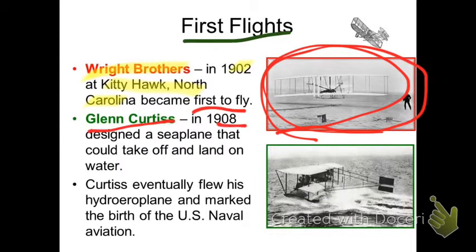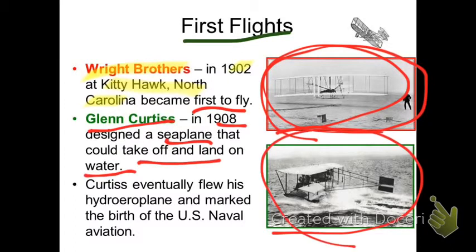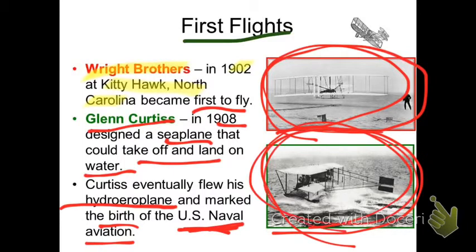Glenn Curtiss, 1908, 6 years later, designed a seaplane that could take off and land on water. And here's a picture of that. Curtiss eventually flew his hydro aerial plane and marked the birth of naval, U.S. Navy aviation. From this, eventually we get the giant, massive aircraft carriers of today. So, the first flights, the top picture there of the Wright brothers, the bottom one of Glenn Curtiss, expanded our world. If the automobile made it easier to go from place to place, the plane made it much more so. Now, of course, that's still a few decades away from what we're looking at here in 1902 or 1908, but it is on its way.